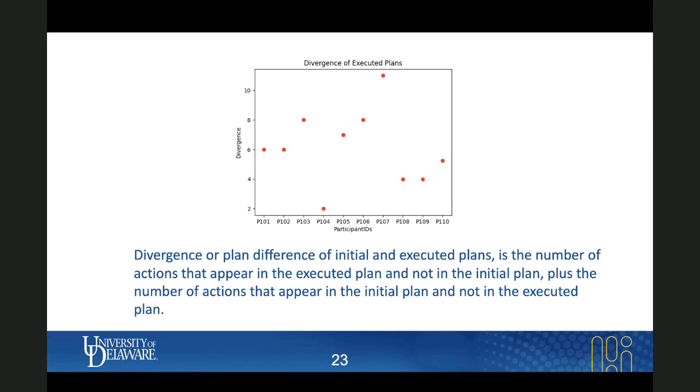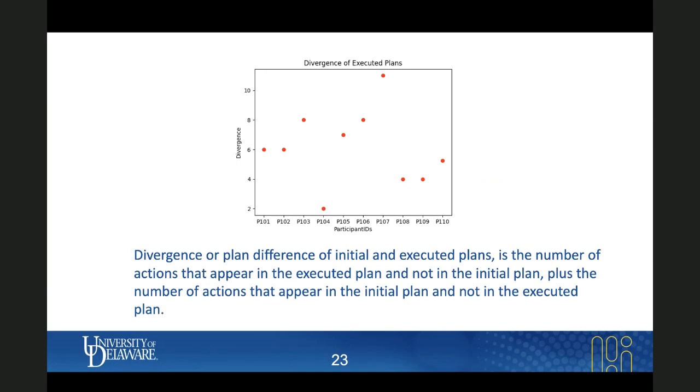So to quantify this difference, what we did was measure the divergence of the executed plan. Divergence is a very common planning metric. It is the difference between the initial planned health goals, meaning like 3 bouts of 20 minutes each in a week, and the executed plans, which could have multiple partial bouts. So we wanted to see the difference between these two.